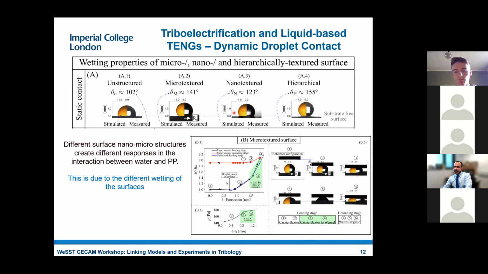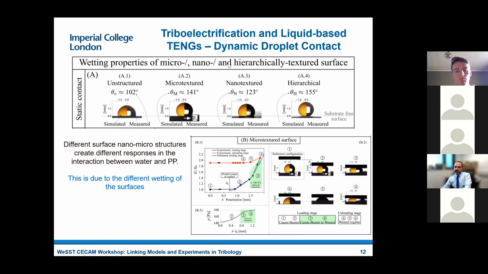This would suggest, if you think about it, that if you trust the static angle as being a good measure of what happens in terms of dynamics on the surface, the hierarchical will perform better than the microtexture, which will perform better than the nanotexture. But we know that that is not what we see in the experiment. In fact, to study this, you need to look at the dynamics of things. For example, you need to look at what happens when pressure is applied to this droplet, which is equivalent to applying some pressure to the film for sloshing.